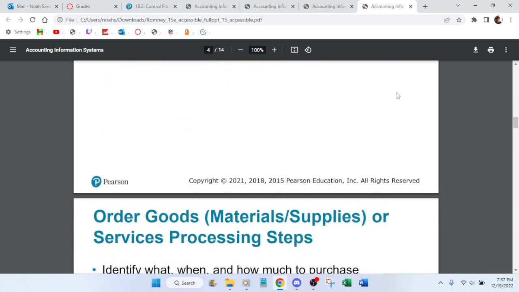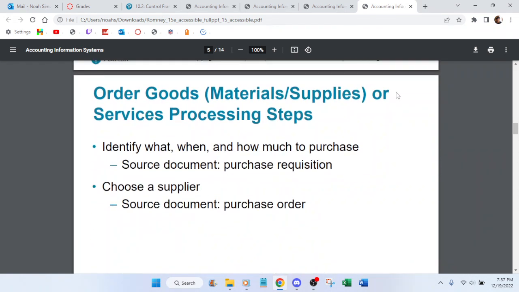and cash disbursement. Order goods, materials, supplies, or services. Processing steps: identify what, when, and how much to purchase. Source document: purchase requisition. Choose a supplier. Source document: purchase order.